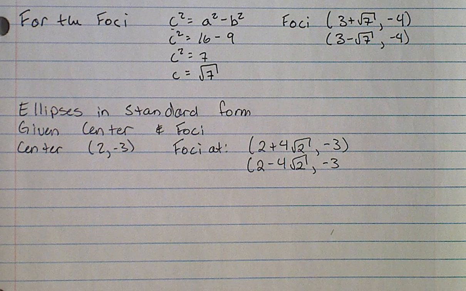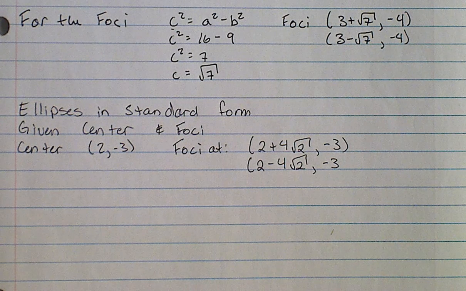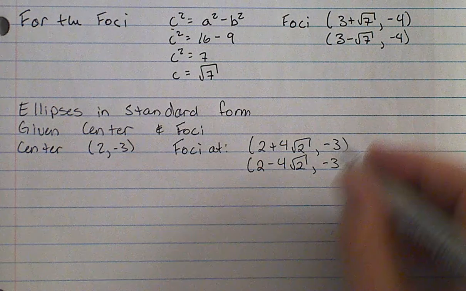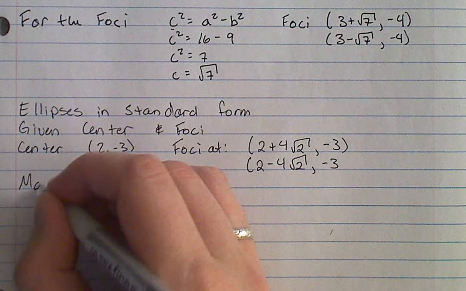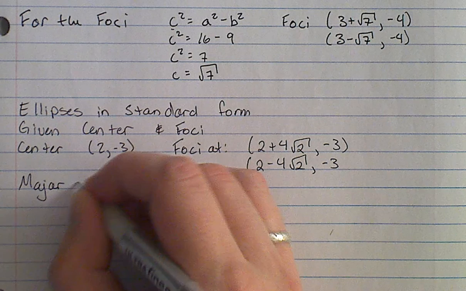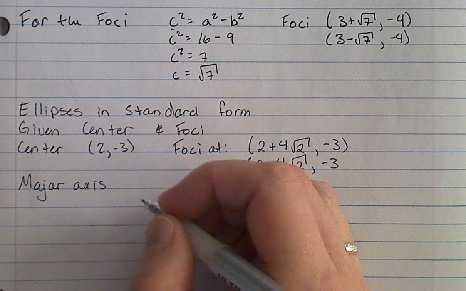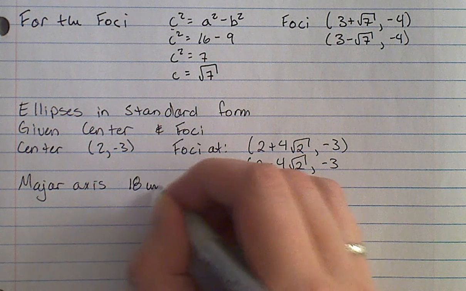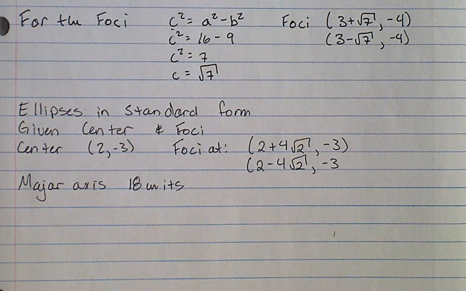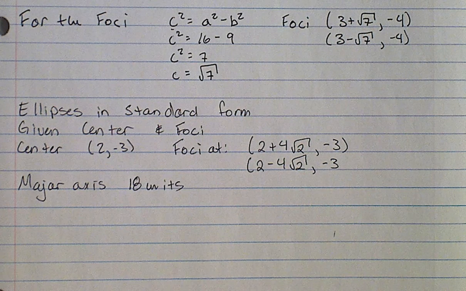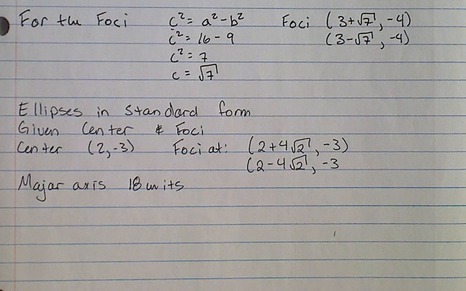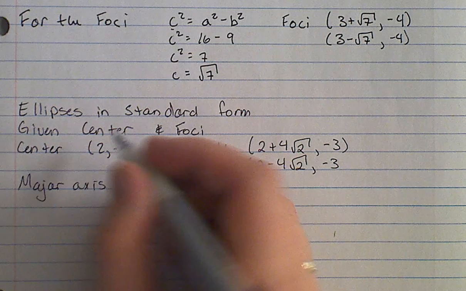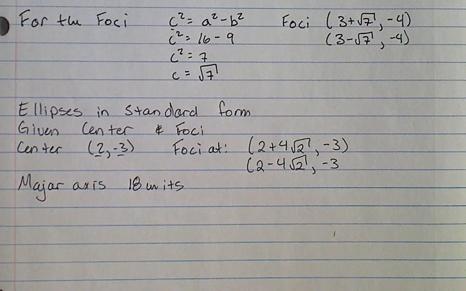I might actually need to give you one more thing. So I'll give you one more thing here, and I'll tell you that the major axis is 18 units long, just to make sure that we can do it. Okay, so the first thing you want to do is identify what part is what. So we've got the center here, so that's awesome. That's a great way to start.